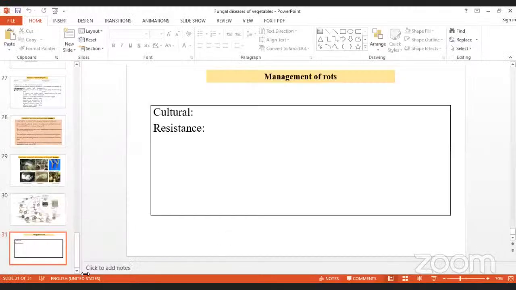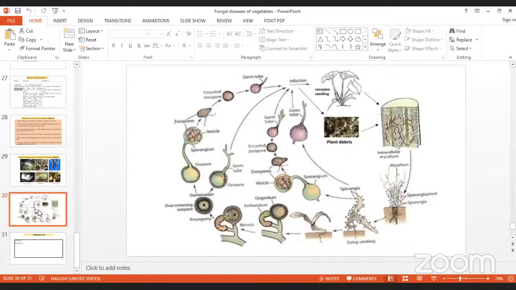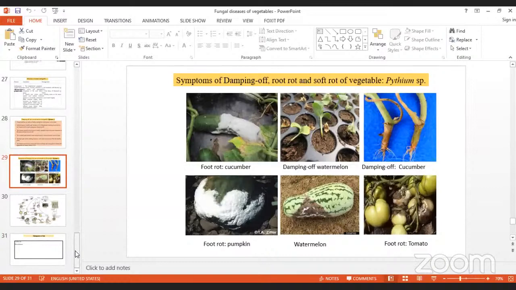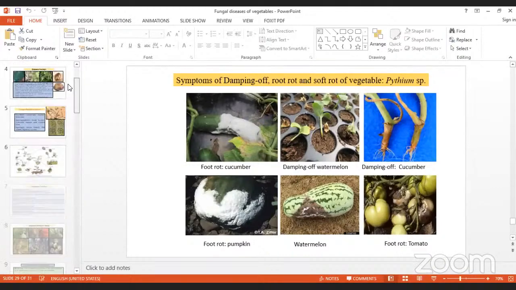So these steps have to be followed, so that we can manage the rotting, foot rotting, damping off or soft rot of vegetables. Okay. So this is all about the fungal diseases of vegetables.